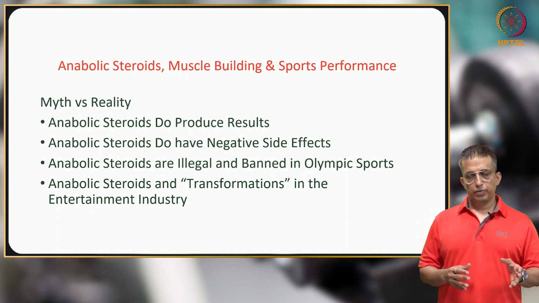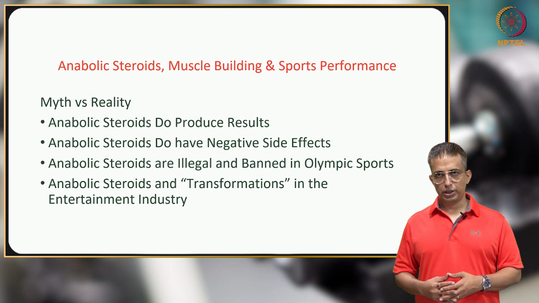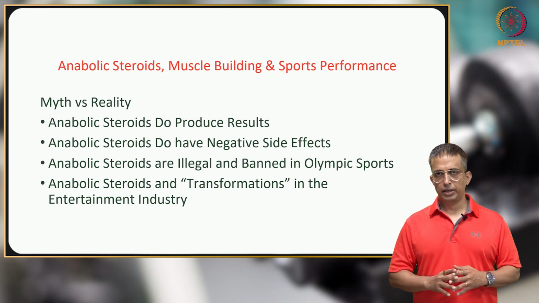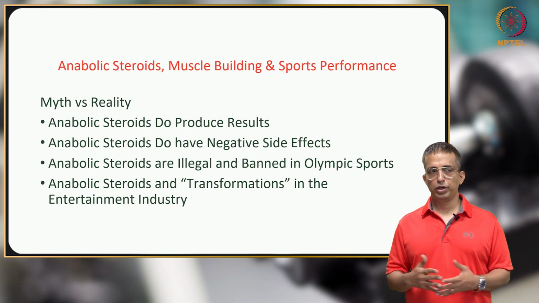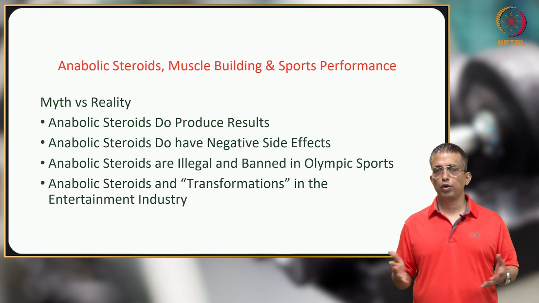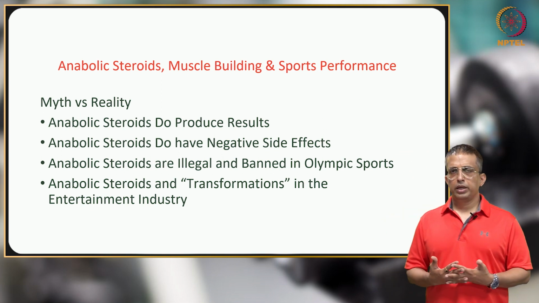So anabolic steroids, when it comes to using for muscle gain, they do produce results. That is the first thing we need to understand. Otherwise, if they didn't produce results, there wouldn't be a problem. We wouldn't look at them, or there wouldn't be a discussion at all. If steroids didn't do anything, then why is there a ban?